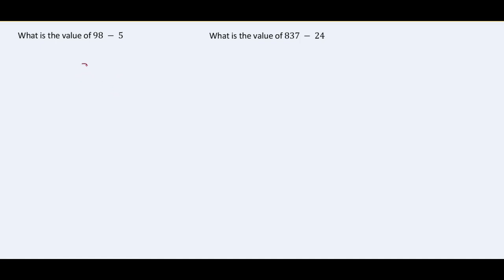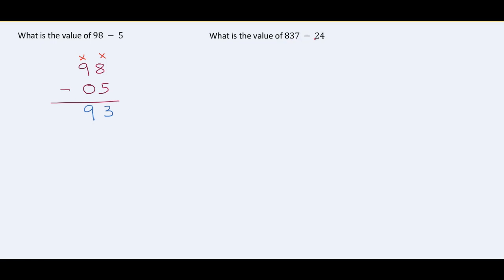So we have 98, so we write 98, and we have 5, it's in the ones place, so we put the 5 right here, and we can put a 0 here, and then we subtract. So we start from the rightmost column. 8 minus 5, that's going to give us 3. And then we move over to the next column on the left. 9 minus 0, that is going to give us 9. Next question.